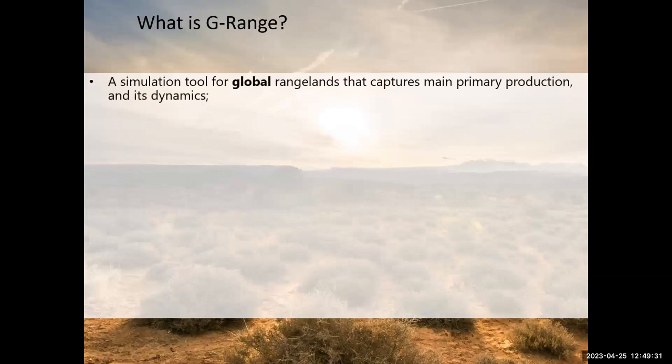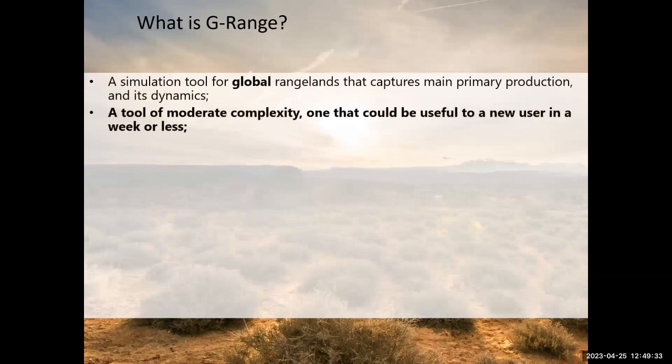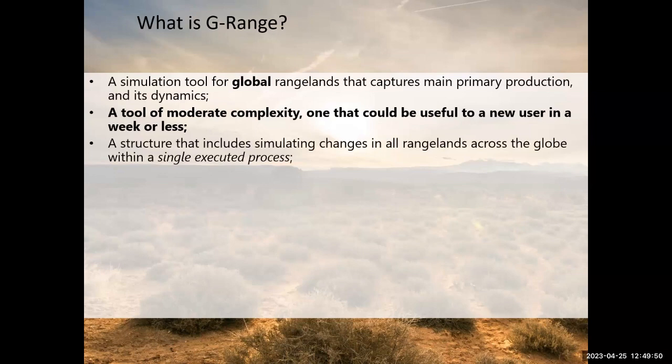So he captures mostly primary production and its dynamics. It's a tool of moderate complexity, so it doesn't need as much as SAVANNA does. One very good thing, and theoretically, I do believe him, is that it takes about a week to learn the model. It's not hard to get it running, but it's a lot to actually understand. But it is within a single executed process. It can do the whole world in one process, and it's pretty doggone fast too.